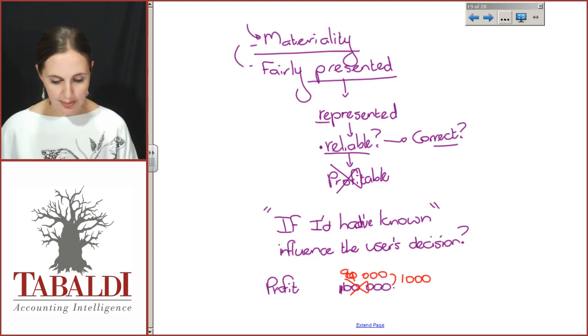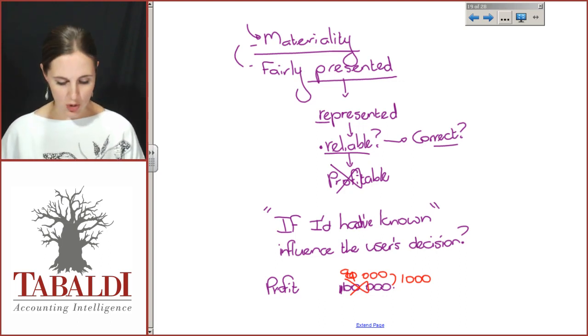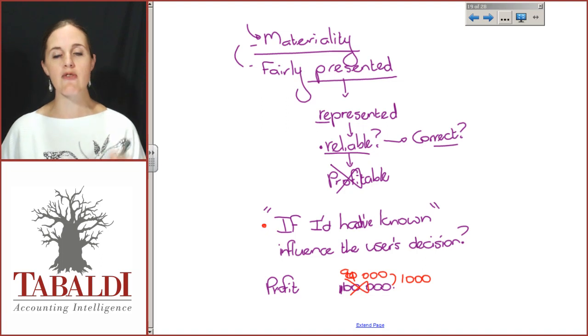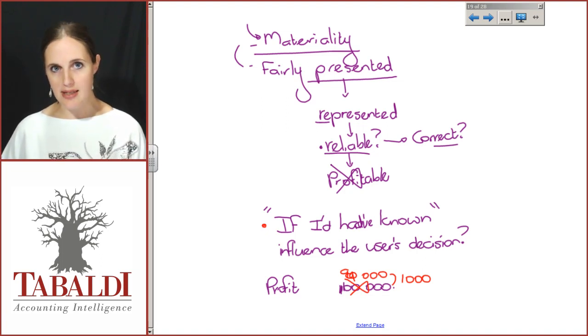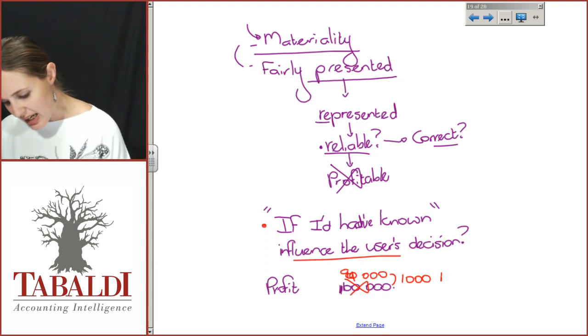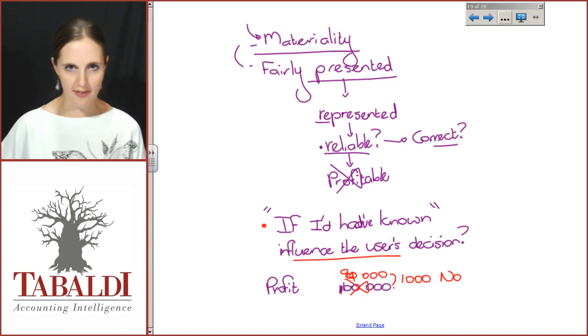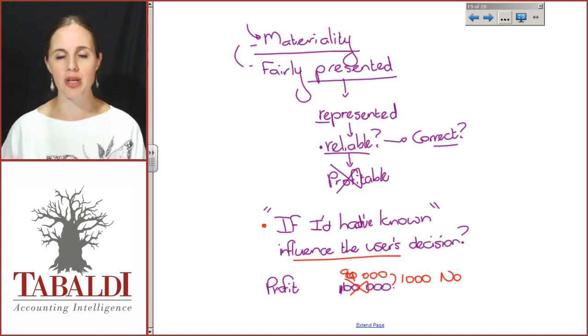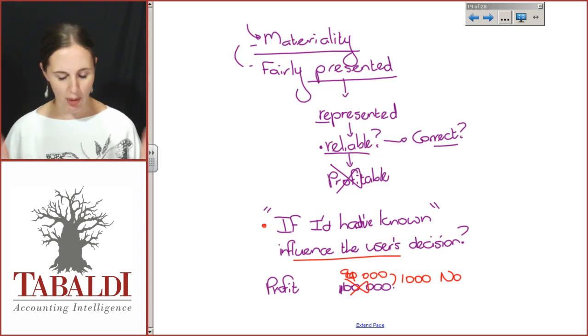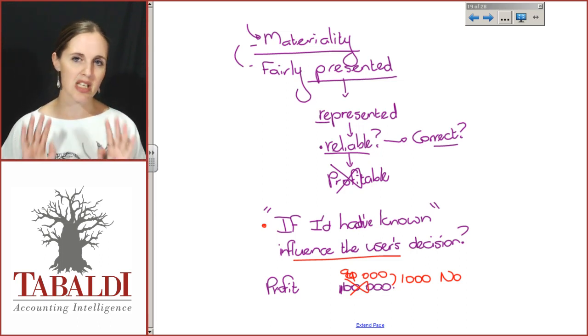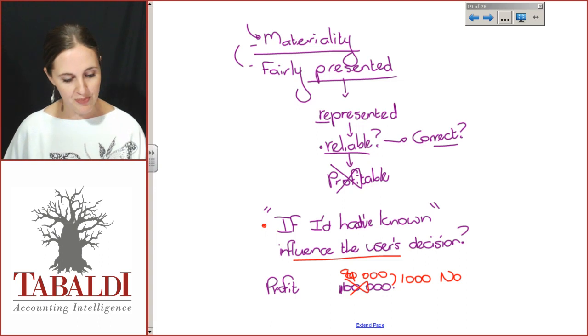If that is the case, does that influence your decision? Would you say, if I had have known that the profits were only 99,000 rand, I would not have invested in that company? Would that influence your decision? The answer there is probably no. 1,000 rand is not going to make you decide that you wouldn't have invested in that company. If you'd have known that that was 1,000 rand incorrect, you probably would have said, really, it doesn't matter. It's not a problem. I still invest my money.